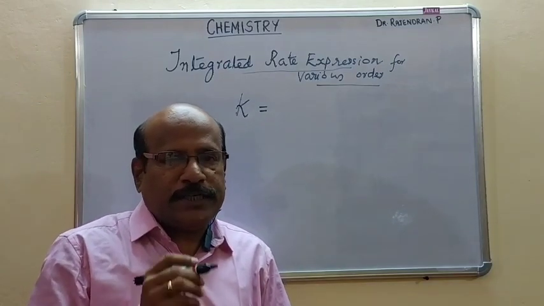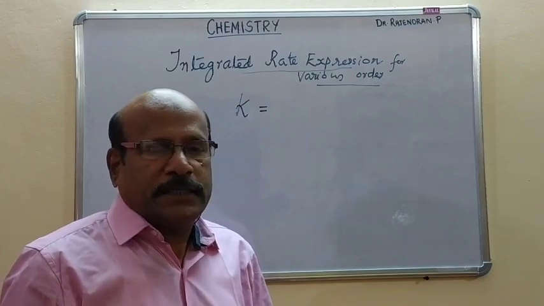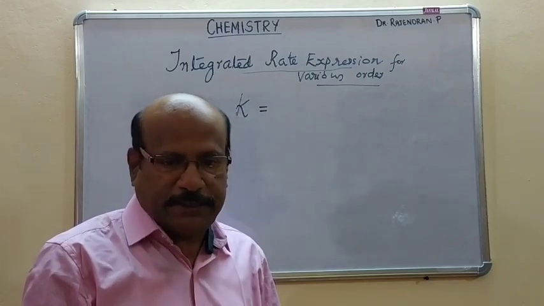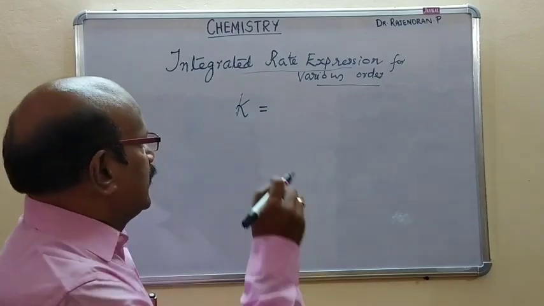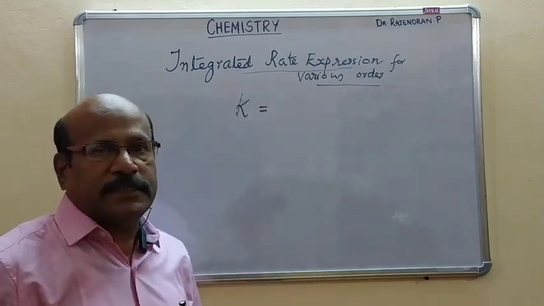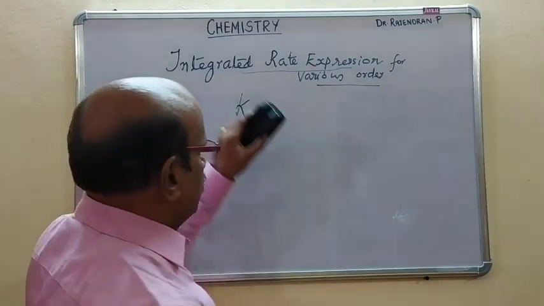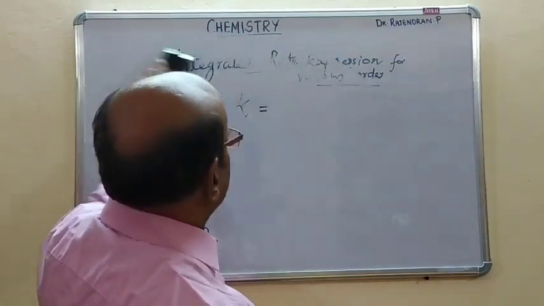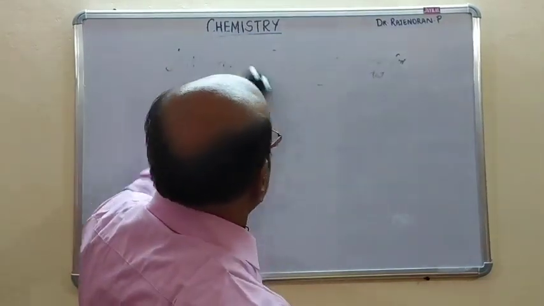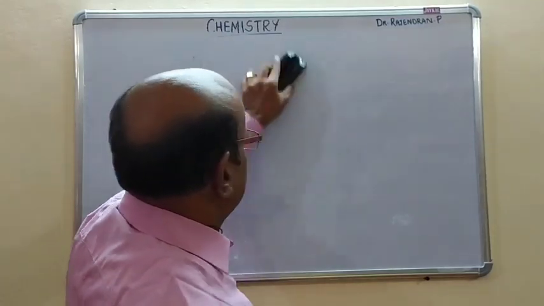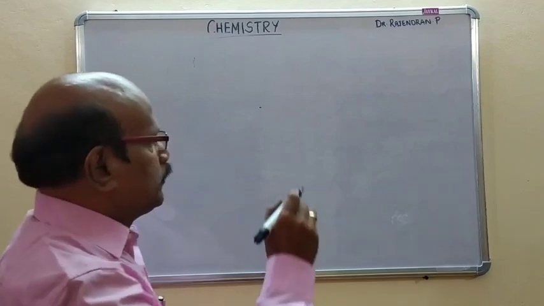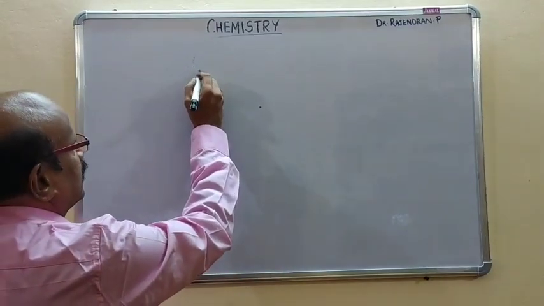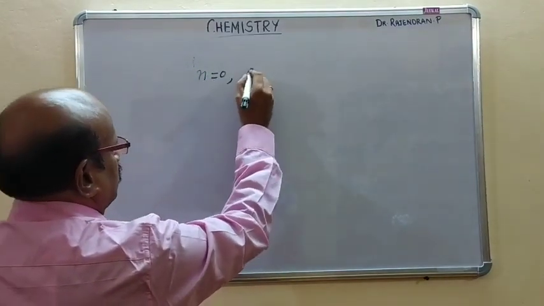It is usually derived from the differential rate expression by its integration, and hence it is called the integrated rate expression. Now we can start with the zero order reaction first. So we can now derive the integrated rate expression for a zero order reaction.